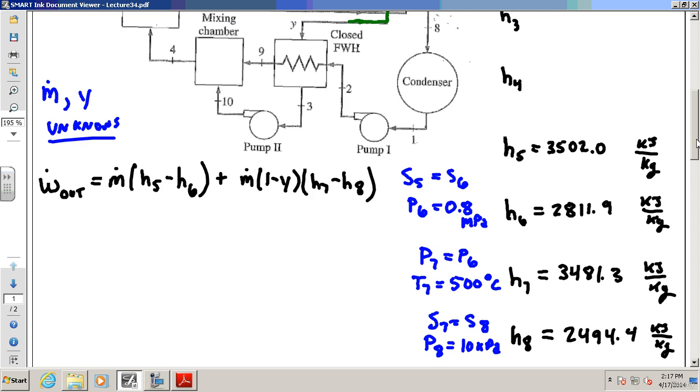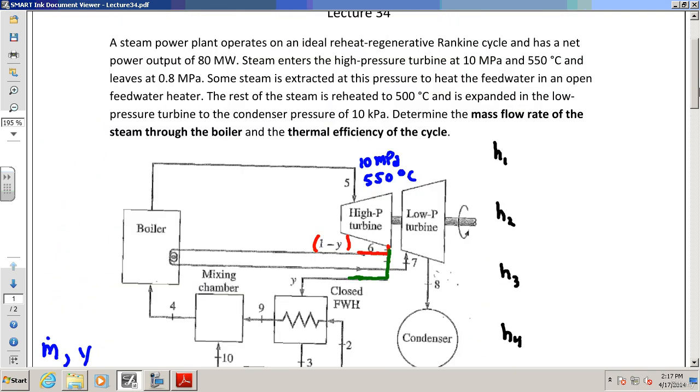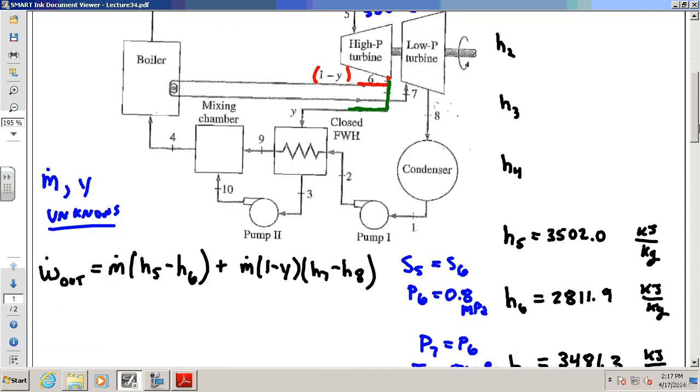You're almost correct. Oh wait, but there's the pumps. It's a net power output. You're saying, well, hold on, can't I just set this equal to 80 megawatts? No, you can't, because this is just the output of the turbines. The net power output is the 80 megawatts.